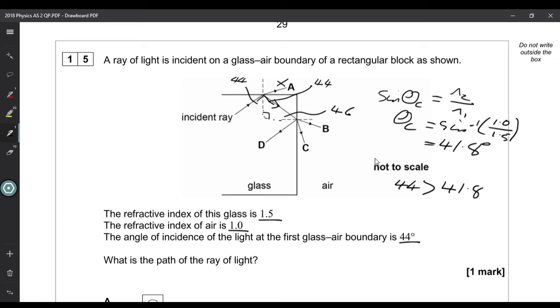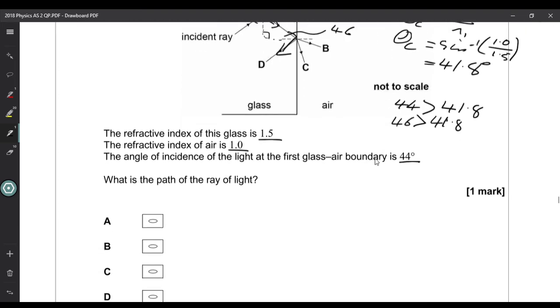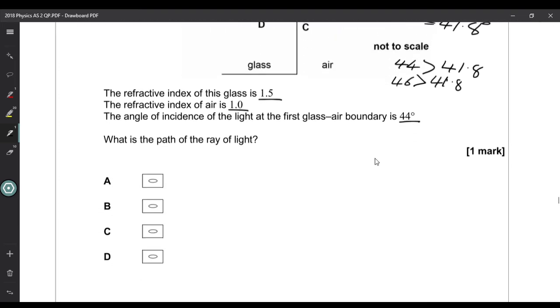Now here we've got 46, which is our angle of incidence, and 46 is also greater than 41.8, which is our critical angle. So again, the light is going to go in this direction rather than come out. So because each of the angles is greater than our critical angle, then we're going to get total internal reflection, and therefore the path that's going to be taken is D.